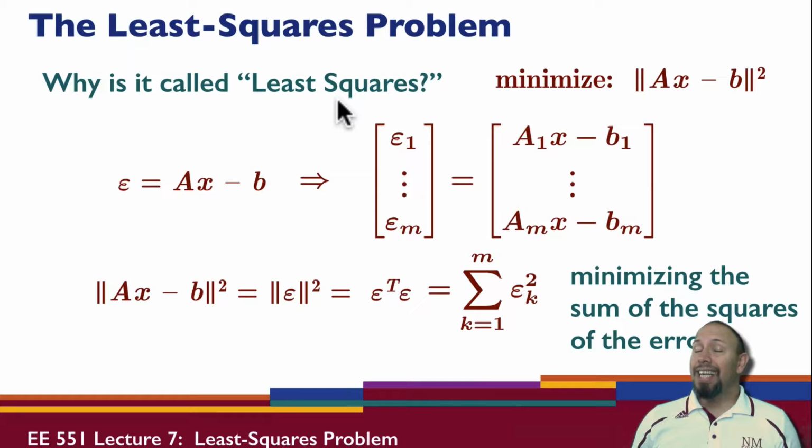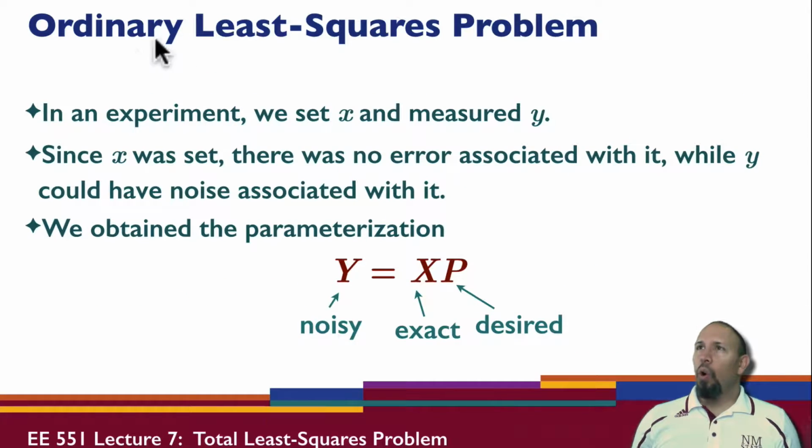Now, there's more than one kind of least squares, and so I'm going to talk about that here. So there's what's called the ordinary least squares. Sometimes we'll just see it abbreviated as LS, or sometimes we'll see it as OLS, ordinary least squares. So in an experiment, we set x and we would measure y, for example. Since the x was set, there's no error associated with it, while y could have noise associated with it. And so when we set up the parametrization, this is what we had. The y was the noisy part, x was assumed to be exact, and p was what was desired. So we had noise, uncertainty, but it only appeared in this term here.